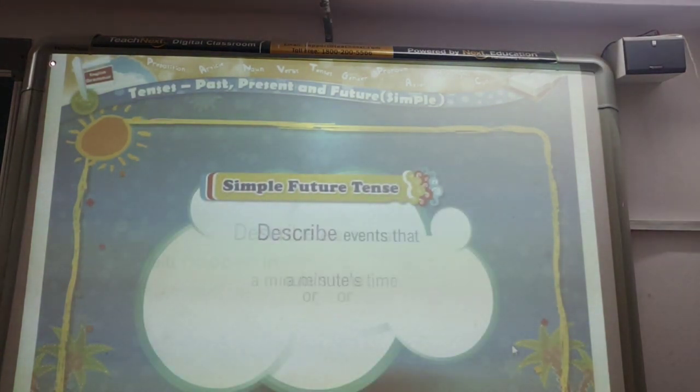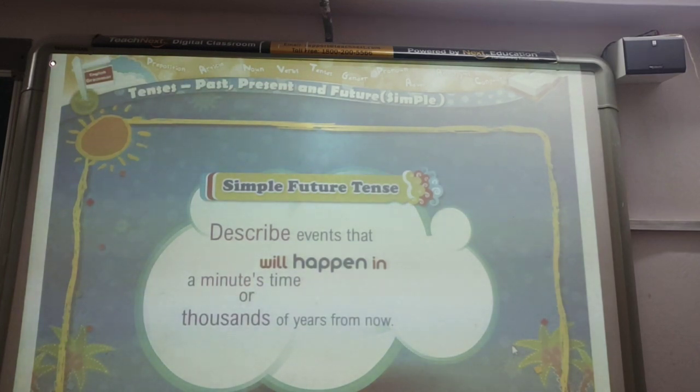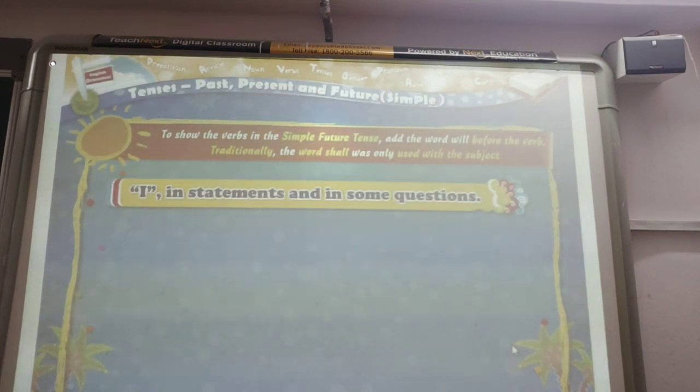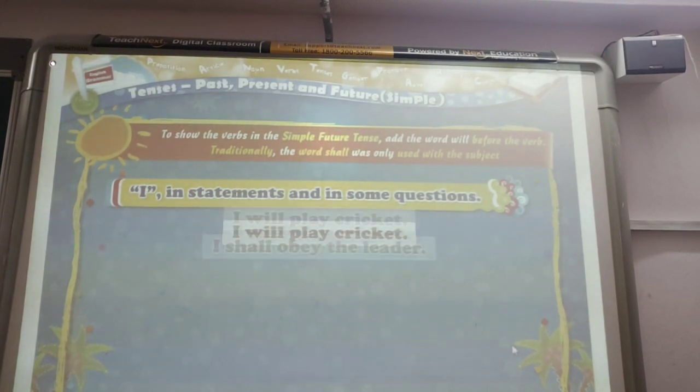We use the future tense to describe events that will happen in a minute's time or thousands of years from now. To show the verbs in the simple future tense, add the word will before the verb. Traditionally, the word shall was only used with the subject I in statements and in some questions.